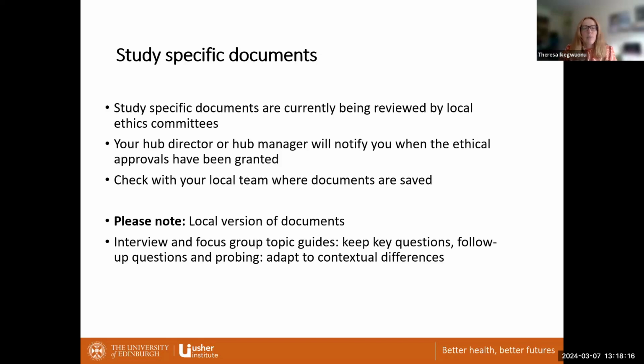And for interview and topic guides, and we will come back to that later on, there are key questions which we all need to keep, and then there's some flexibility when it comes to follow-up questions and probing, so you can adapt it to your local context.